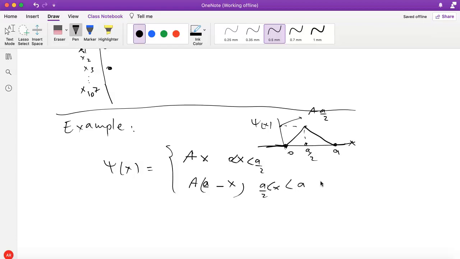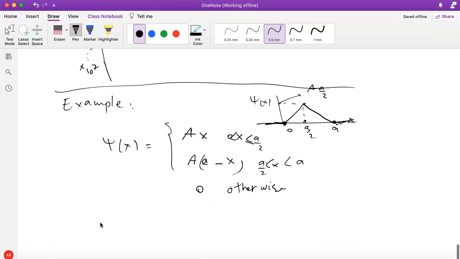And don't worry about the equal sign. I mean, the probability of being at one point is always 0. So if you want to be careful, you can always make, for example, one of them less than or equal to. And then it's 0 otherwise. So when x is smaller than 0, a negative number, or when it's larger than this small a, we get 0. So that's a more complicated wave function. It has 2 linear pieces.